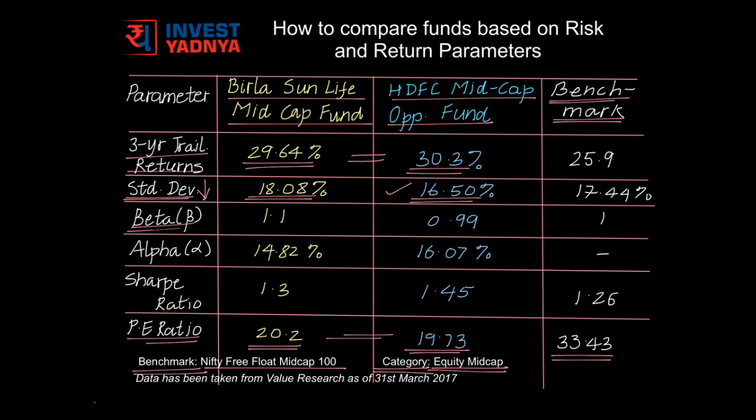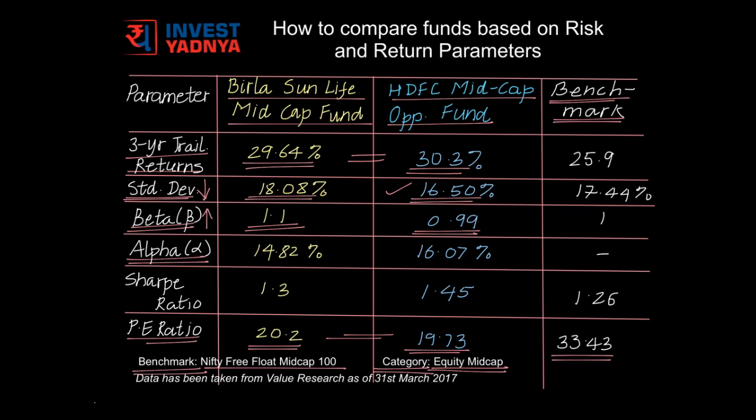The beta value of a fund tells you the correlation of the fund with its benchmark index. Birla Sun Life Mid-Cap Fund has a beta value of 1.1, which indicates that this fund would gain more when the index benchmark rises and would fall more when the index falls. Whereas the beta value of HDFC Mid-Cap Opportunities Fund is less than 1, indicating it is less sensitive than the index. Now we had seen a higher beta value is what is desirable, but let's evaluate all the parameters together. Let's move on to the next parameter, that is alpha.